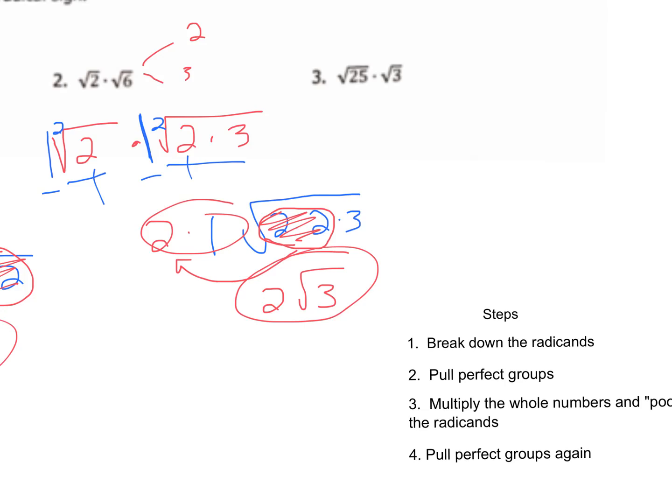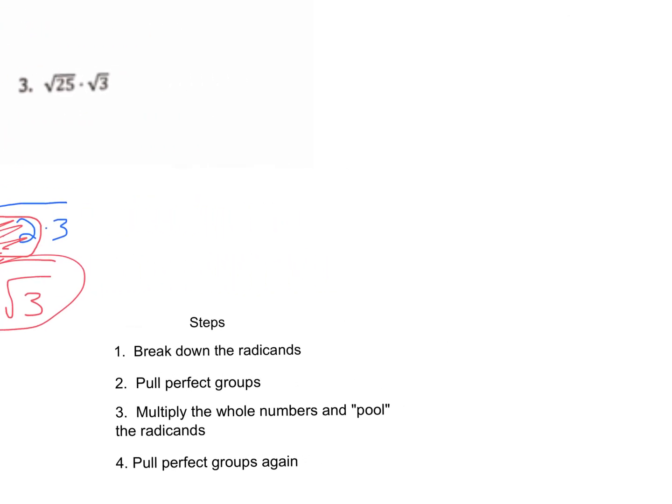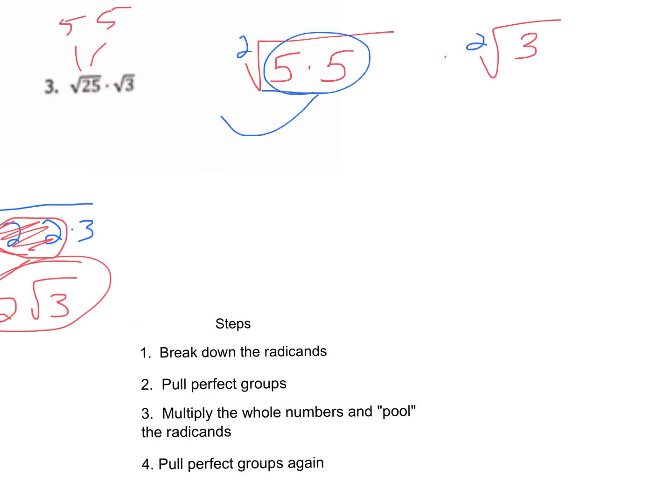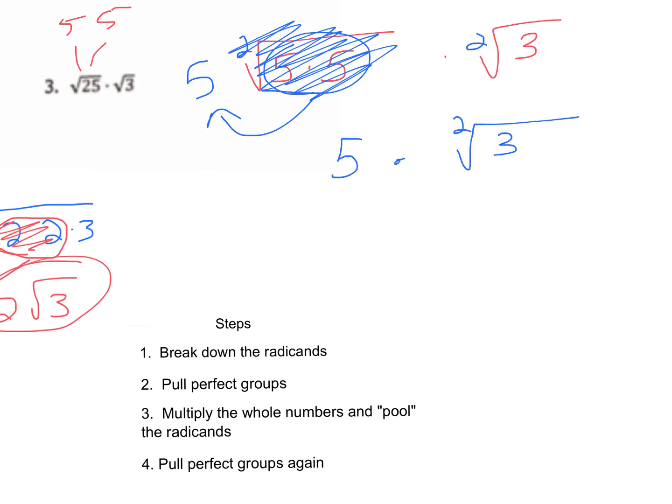Alright, scooch over. Alright, so here we go. Start by breaking down the radicals. Now again, I know 25 is 5 times 5. So I get radical 5 times 5. Radical 3 I can't do anything with, so radical 3. Second step, pull the perfect groups. Index of the radicals are 2's, and I've got a pair here, so I'm going to kick that out. Now remember with this one that there's nothing under the radical, which means there's no radical left here. So this is 5 times radical 3.